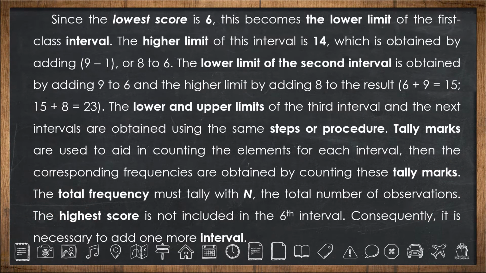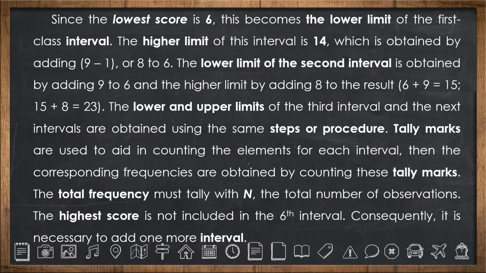Since the lowest score is 6, this becomes the lower limit of the first class interval. The higher limit of this interval is 14, which is obtained by adding 9 minus 1, or 8, to 6, because 9 minus 1 is 8. Then, our lowest score is 6. So, the lower limit of the second interval is obtained by adding 9 to 6, and the higher limit by adding 8 to the result. 6 plus 9 is equal to 15. So, 15 plus 8 is equal to 23.